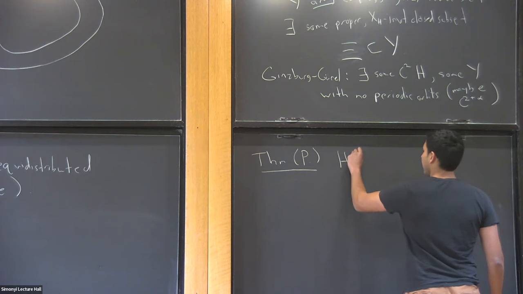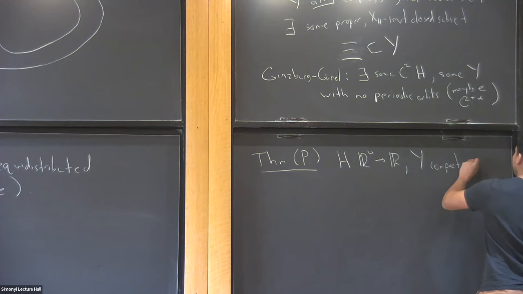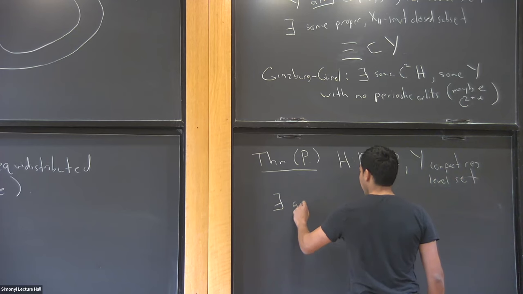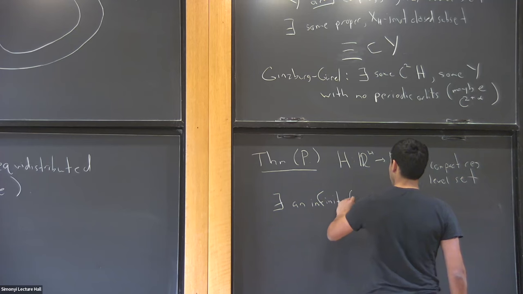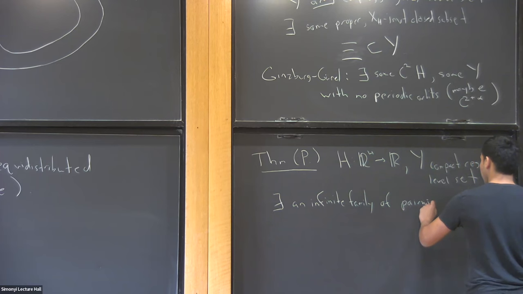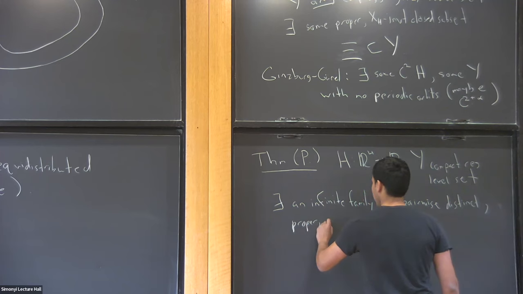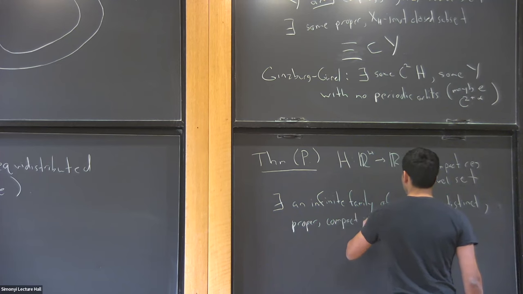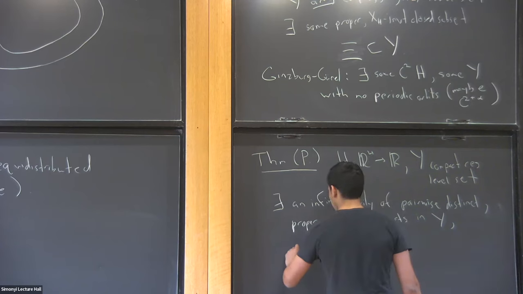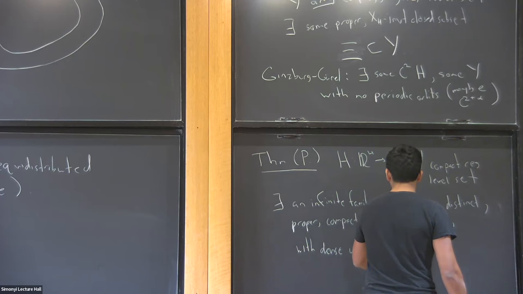Okay, yeah. So, theorem: let H be a function on R^2n, and Y a compact regular level set. Then there exists an infinite family of pairwise distinct proper compact invariant sets in Y with a dense union in Y.